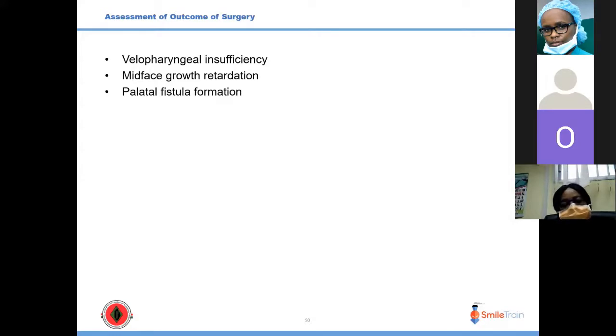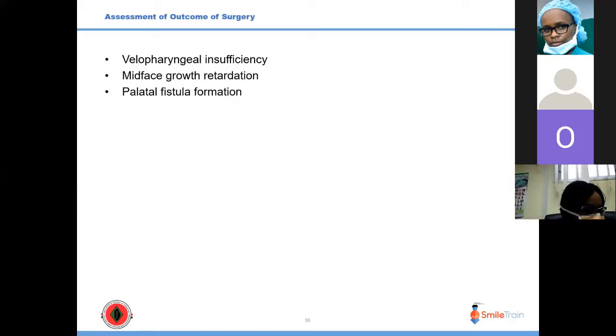But it's always good to assess our surgery as soon as we finish, maybe 1 week, 2 weeks after the surgery, just asking the patient to open and close. And where we have the speech providers, we usually bring them in to assess. Then they'll be able to tell us whether there is insufficiency or not, or whether the patient will benefit from a secondary repair or cannot benefit from a secondary repair.